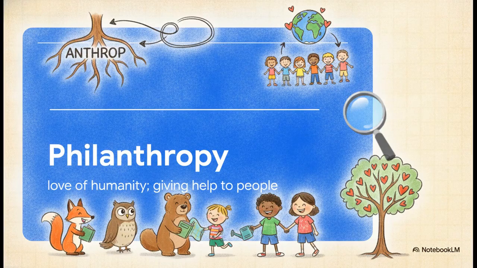Right. Since you know that core root means human, you can easily deduce that philanthropy means the love of humanity or the act of giving help to people. See? You didn't even need to know the entire dictionary definition to instantly eliminate plants or water. You just followed the root clues straight to the right answer.